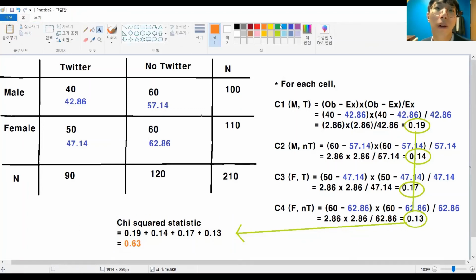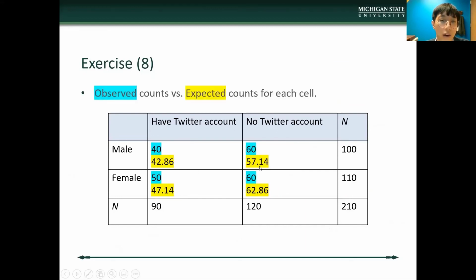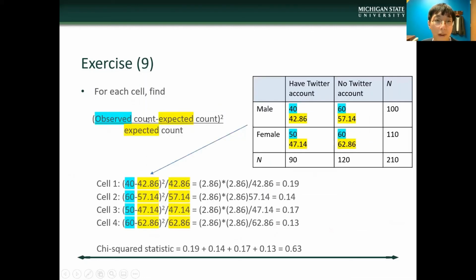So I'm going to show you the process of how I calculated it. We get the expected counts for each cell. We compare the observed counts, the blue colored ones, with the expected counts, the yellow colored ones. And following this formula, we calculate the number for each cell, and then combine them, and we get the chi-square statistic 0.63.